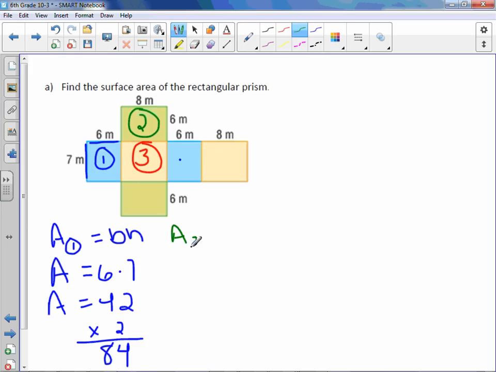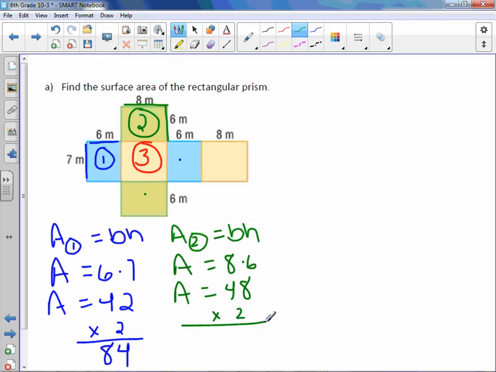On to our second one, the green. It's also base times height because it's a rectangle. Its base and height are 8 and 6. 8 times 6 is 48. Again, there are 2 of these rectangles, so multiply by 2, and we get 96.